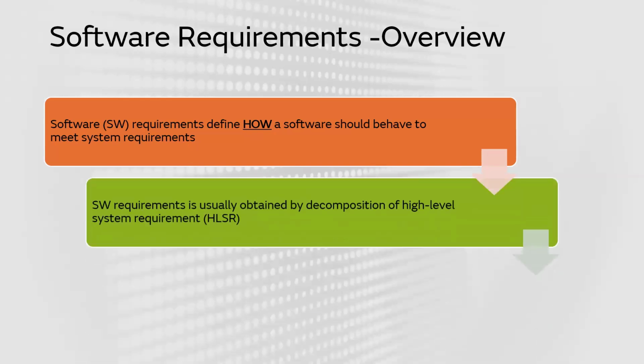Now the software requirement is usually obtained by decomposing the high-level system requirement. So the first thing you will have is the high-level system requirement, and you'll work out how to achieve that. Back to the simple layman example, and then I'm going to go to the proper example: you say you need a cup of tea. What you need is a cup of tea with sugar. And then the how means I need to cook it. So it means I need to have a fire.